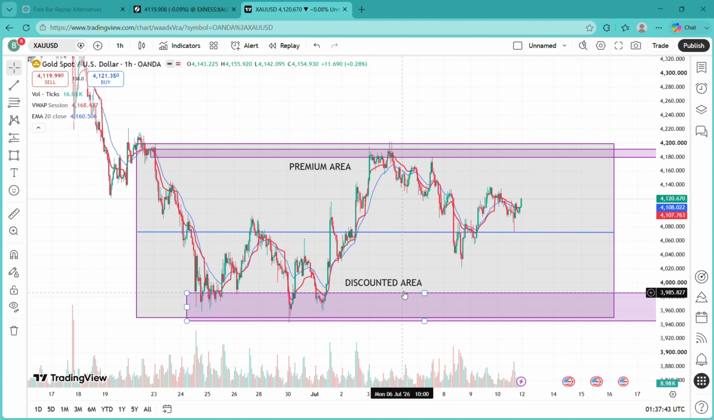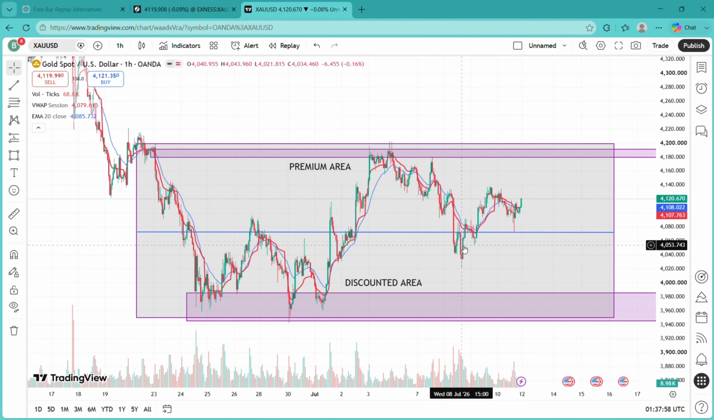Okay, but most scalpers can enter this easily because they are fast. They can enter here and they can exit easily in this level. But for an intraday trader, guys, we only enter here in a discounted area and we exit here in a premium area if we are in a long position.